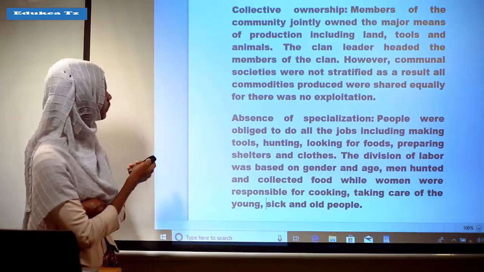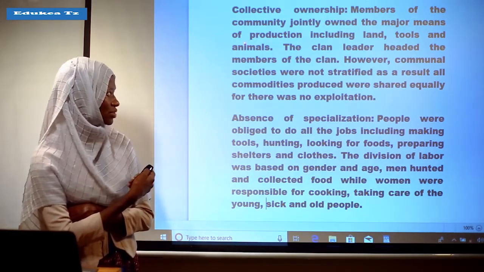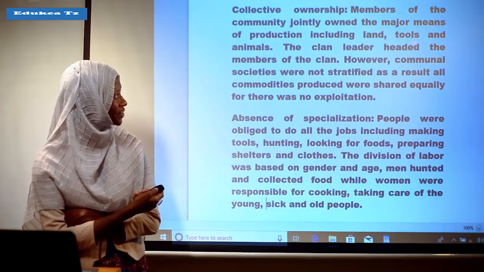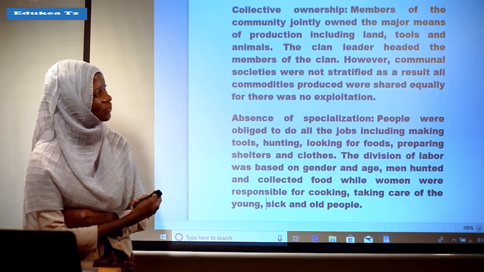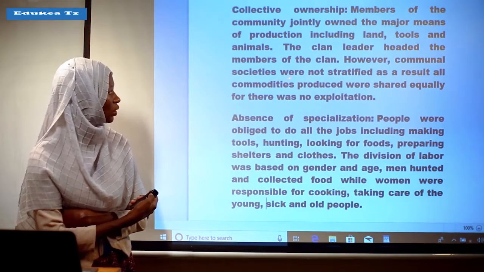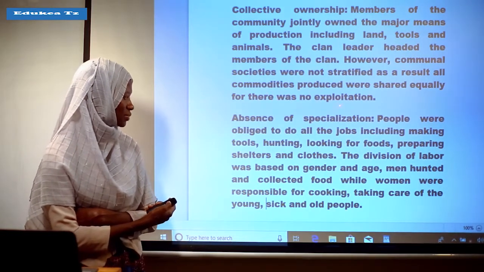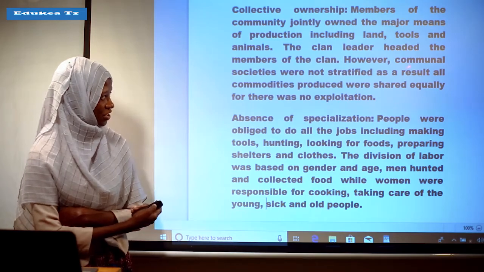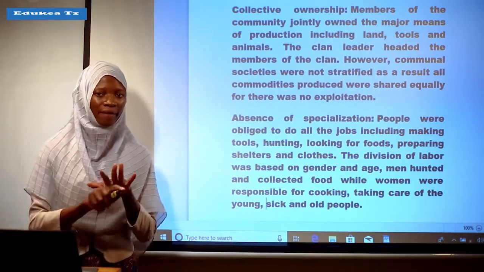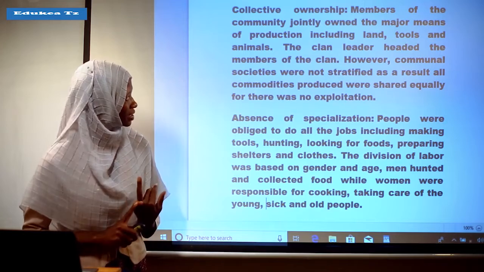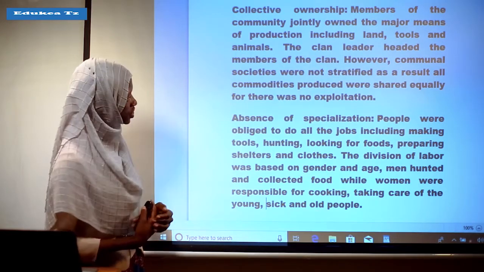The next is collective ownership. Members of this community jointly owned the major means of production, including land, tools, and animals. The clan leader headed the members of the clan. However, communal societies were not satisfied. As a result, all commodities produced were shared equally, for there was no exploitation. Collective ownership: what was produced was owned by the majority, be it land, tools or animals.